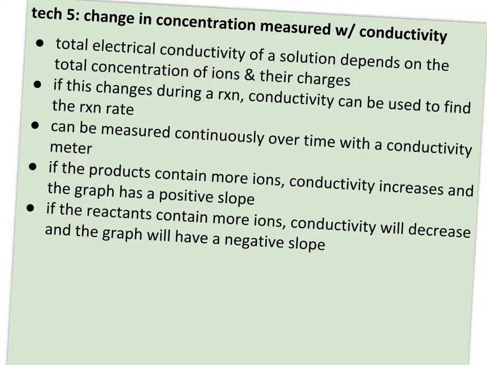Change of concentration measured with conductivity. This is far easier than looking at pH because the conductivity depends on the total number of ions. So if this changes during a reaction, conductivity can be used to find the reaction rate. And again, you can measure it continuously over time with a conductivity meter. If the products contain more ions, then the conductivity should increase. It'll be a positive slope. But if the products have fewer ions or the reactants contain more ions, then the conductivity will decrease and we'll see a negative slope. Either way, it will give us a good idea of what's happening to the reaction rate.